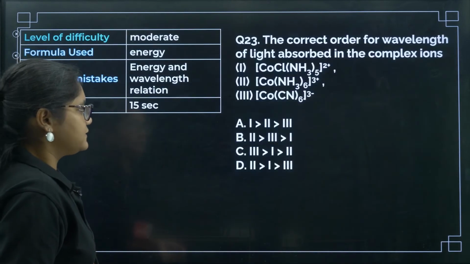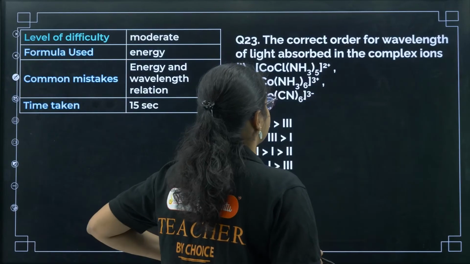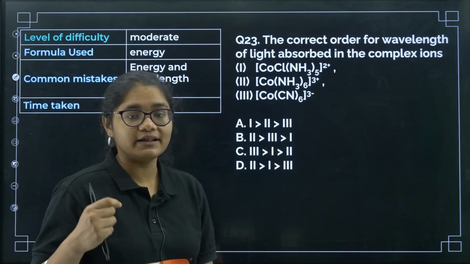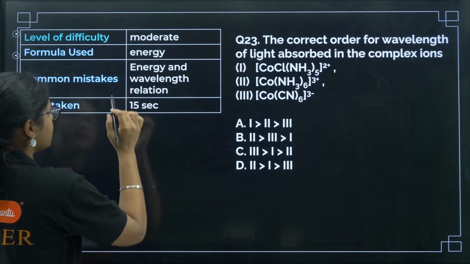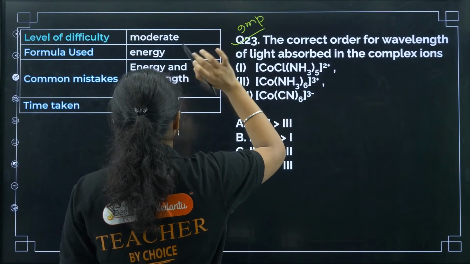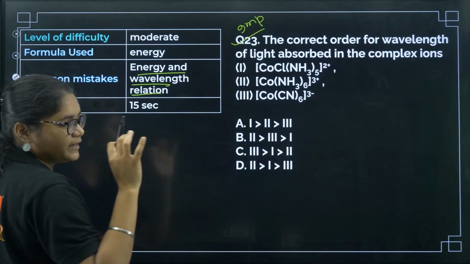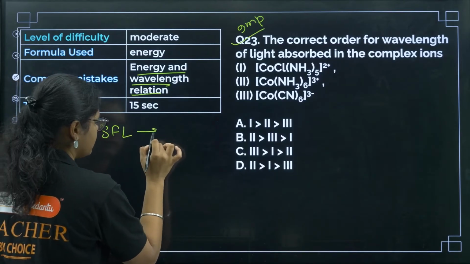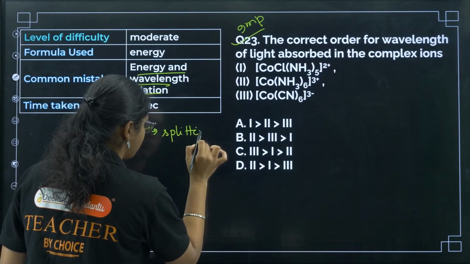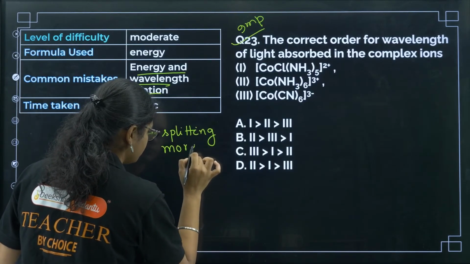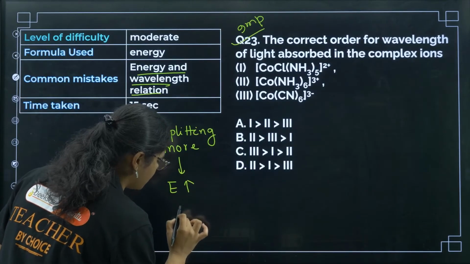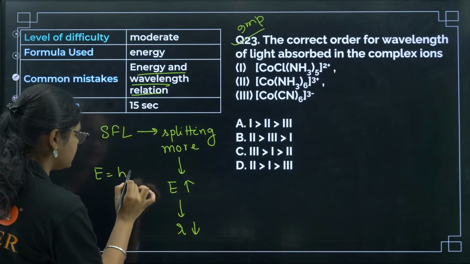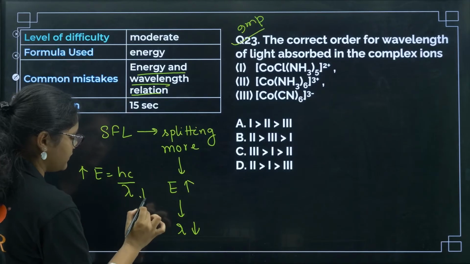Okay, fine. Next question: the correct order of wavelength of light absorbed by the complex ions. This is a very important question. If you do not know the relation between energy and wavelength of radiation, then you will definitely make a mistake here. If it is a strong field ligand, then the splitting will be more, the energy will be more, but the wavelength will be less, because you know the relation E equals hc by lambda. If energy is high, then the wavelength should be minimum.